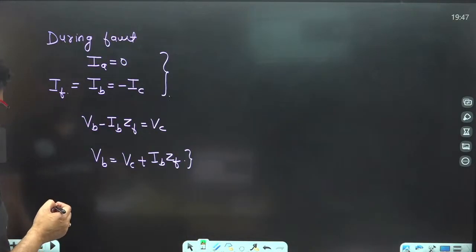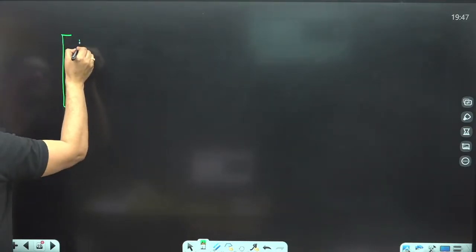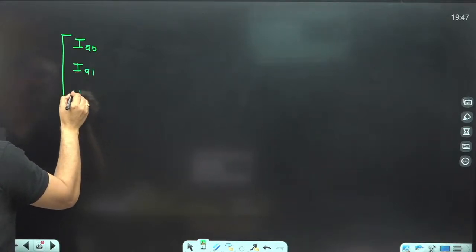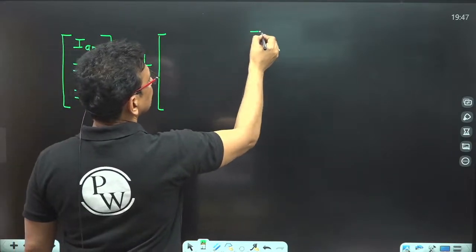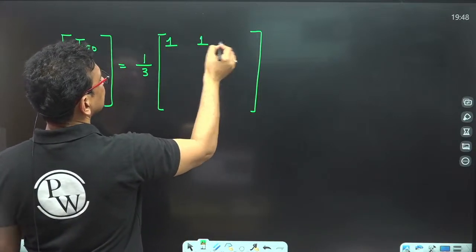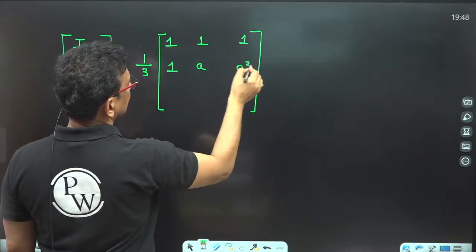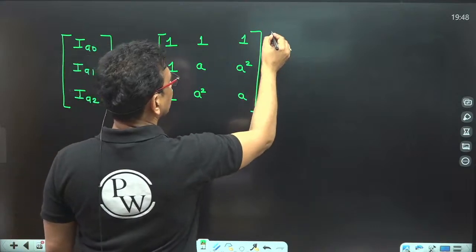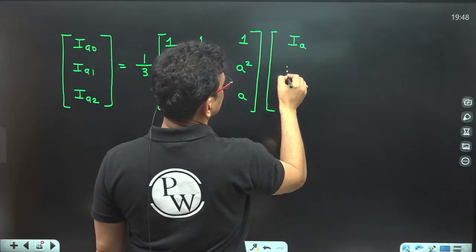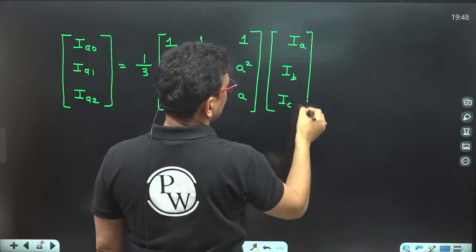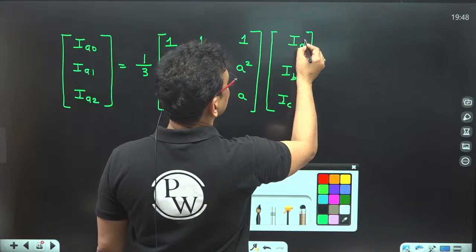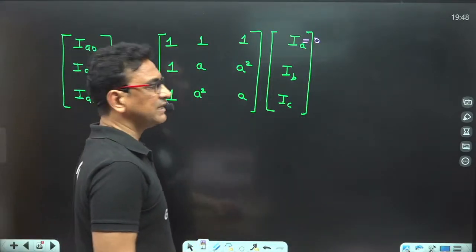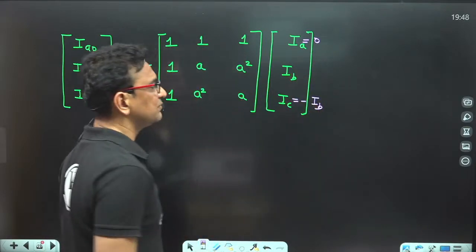Now the relationship between the sequence currents IA0, IA1 and IA2 and the phase currents is given by the inverse of matrix A: 1 1 1, 1 A square A, 1 A A square, times IA, IB and IC. Now, IA is 0 and IB and IC are opposite to each other. Clear? So I will put IA equal to 0 and IC is nothing but minus IB, or you can say IB is equal to minus IC, whatever you can say.